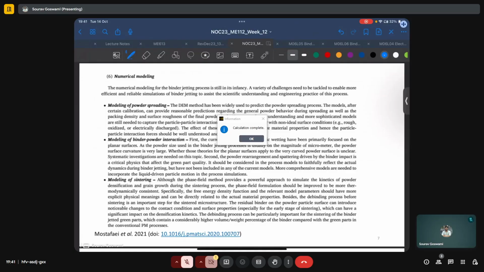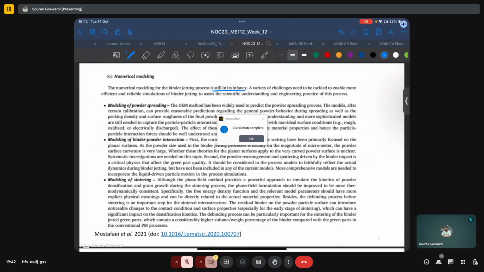This is still in its infancy, which offers scope for a lot of research, and a variety of challenges need to be tackled to enable more efficient and reliable simulations of binder jetting to assist the scientific understanding and engineering practice of this process.